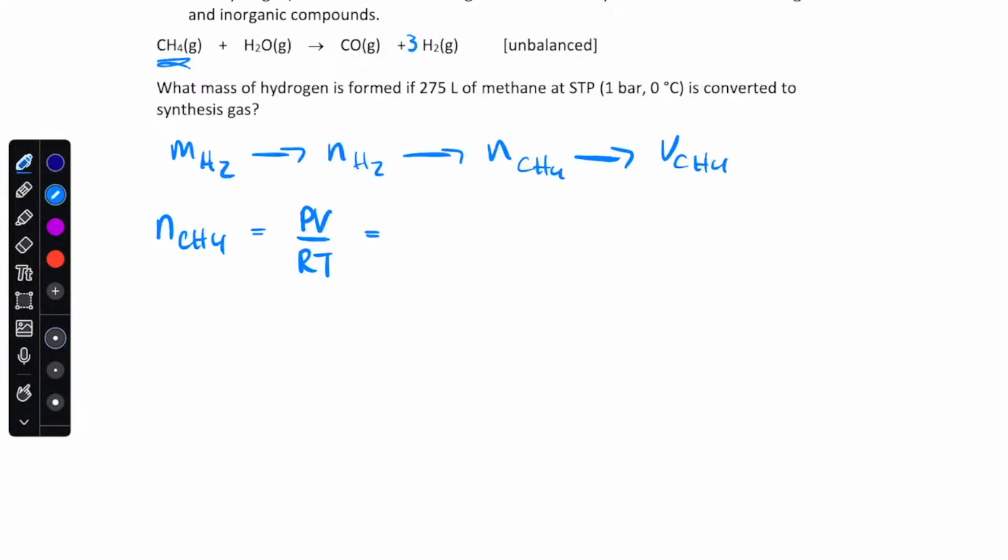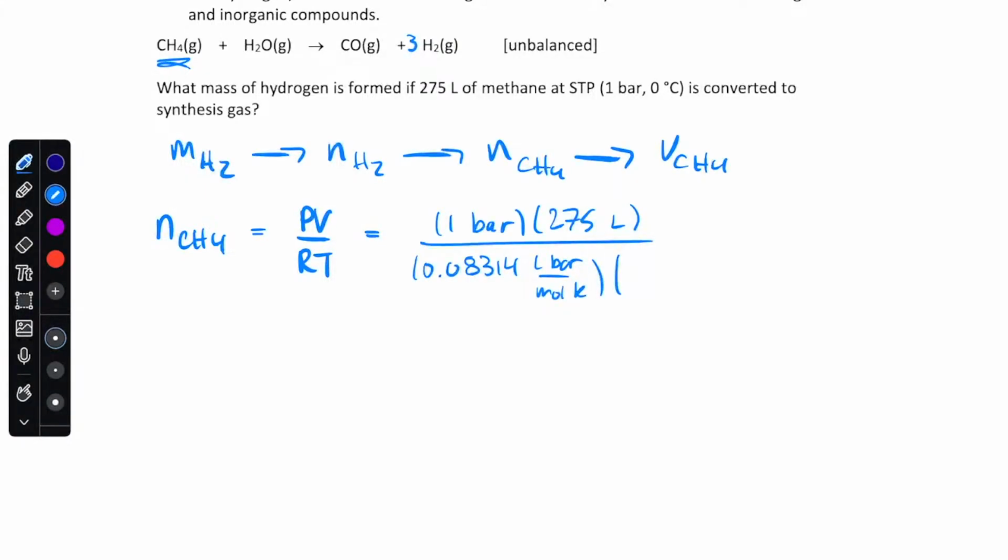And the pressure it's telling us is 1 bar. The volume is 275 liters. R, the value of R we need to use is the one that has bar in it. So we would look on our front page. We don't just randomly pick an R, we pick the one with the right units, which is 0.038314 liter bar per mole K. And the temperature, which is 0 degrees Celsius, don't put a 0 in there though, because you can't divide by 0. We need it in Kelvin, which is 273.